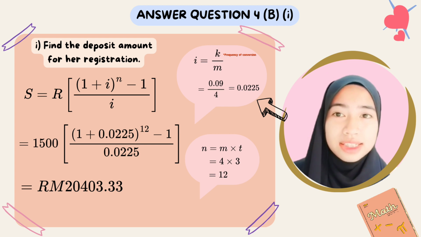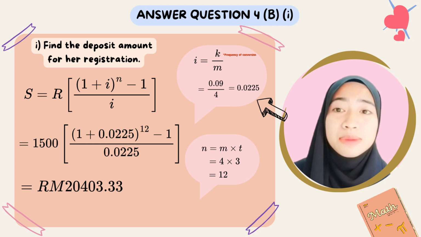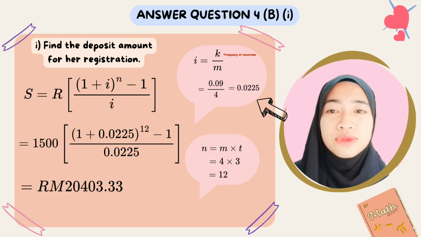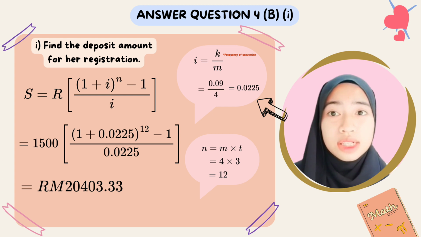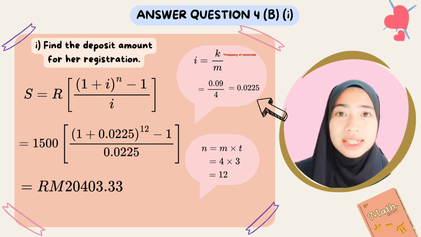So next, how to find the N? N is equal to M times T, where T is the time in years. So how do we find the N in this question? 4 is because it is quarterly, times 3, where 3 is the years. The value of N is equal to 12.